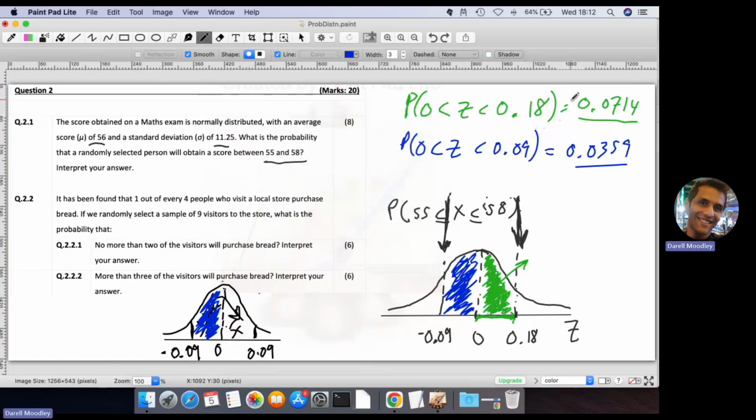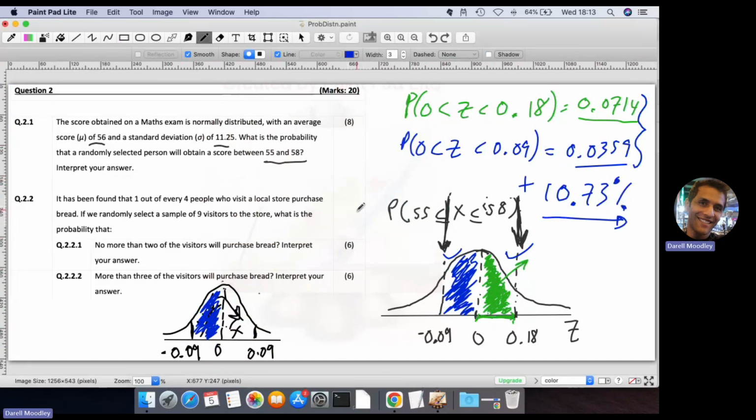Okay, so now we have the green area and we have the blue area. We just add them up. So we add these two values up, and that's the answer. We add them up. The total area is 10.73%. That's your final answer.